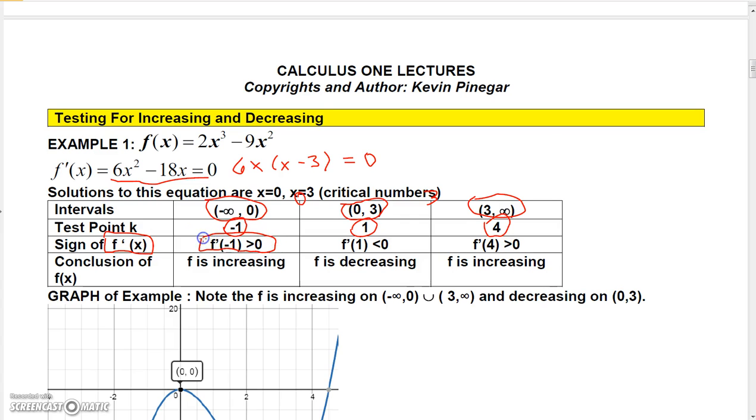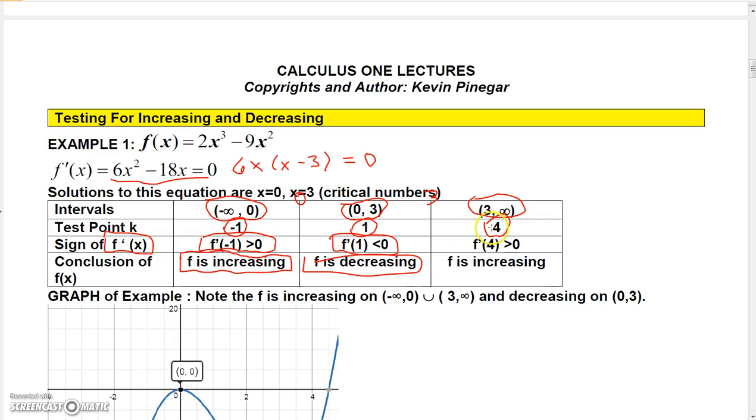Well, that tells me that the function itself must be increasing over that entire interval, because it can't change over that interval because there weren't any critical numbers in that interval. So the function is increasing on negative infinity to 0. Now let's plug 1 into the derivative. If you plug 1 in, you get 6 minus 18, which is negative. So the derivative is negative on this interval from 0 to 3. So the function must be decreasing on that interval.